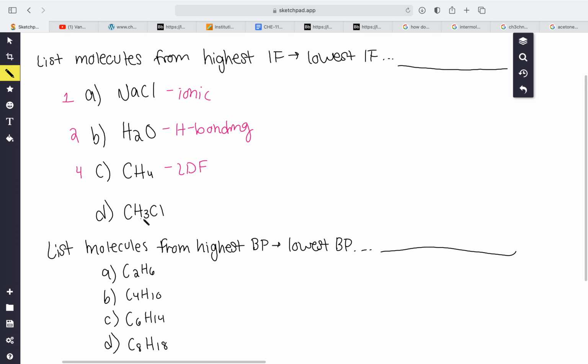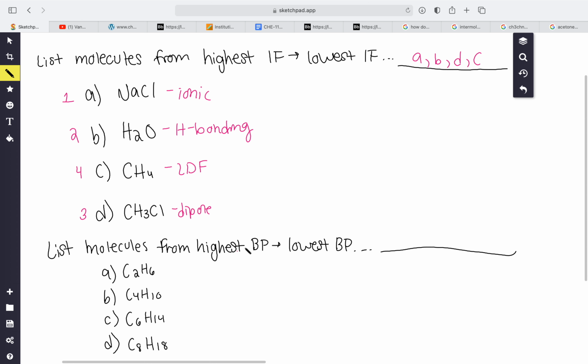And then this one is going to be dipole, because it's only polar, it doesn't have any hydrogen bonding. So this will be our 3. Alright, so we'll just do A, B, highest to lowest. Okay, cool. Make sure I did it right. A, B, D, C.